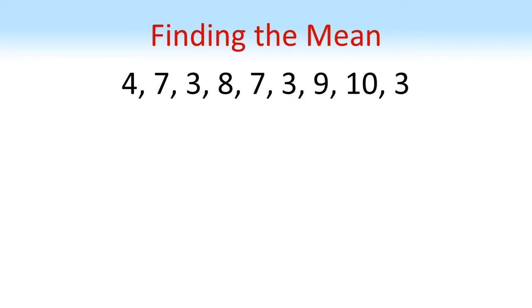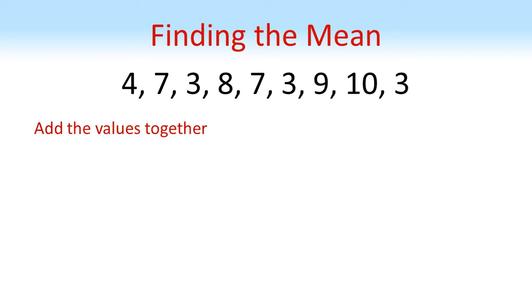Firstly, we're going to find the mean. We've got a list of numbers: 4, 7, 3, 8, 7, 3, 9, 10 and 3. To find the mean average essentially means spreading these numbers out so that they're all equal. One way to think of it is if you had a group of people, and this is how many sweets they each had. If you put all the sweets together in one big pile, share them out equally, the mean is how many sweets each person would get.